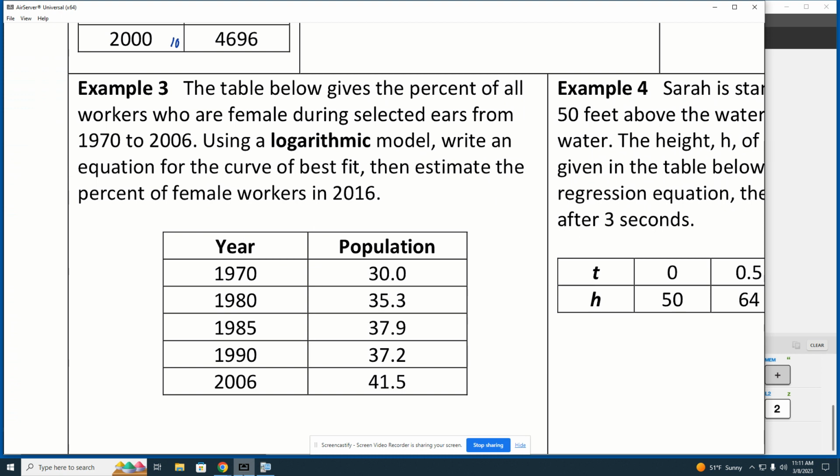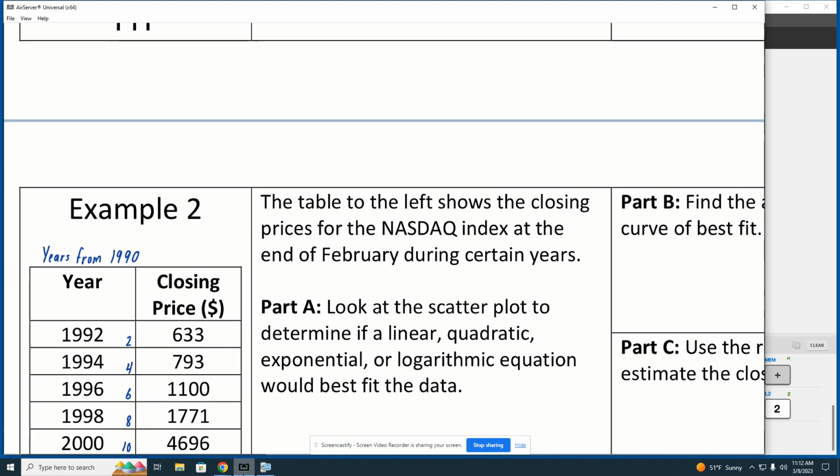So, for example, on number 3, if you get ahead of me, anytime we do this, I'm going to tell you guys what I would prefer you using. That way our data is closer to each other. But for this one, if you're going to go out in front of me, let's do years from 1950. So what would I do for 1970? 80, 85, 90, and 2006. So, like that. All right, let's go back up to example 2.